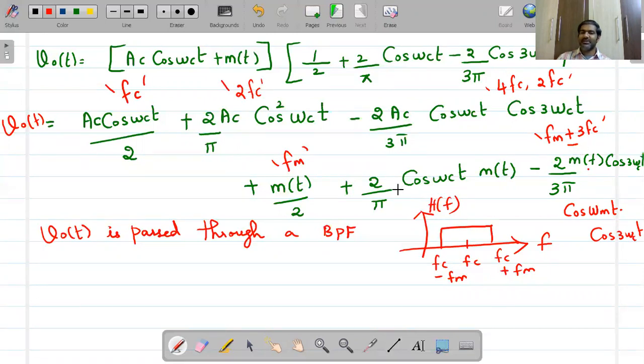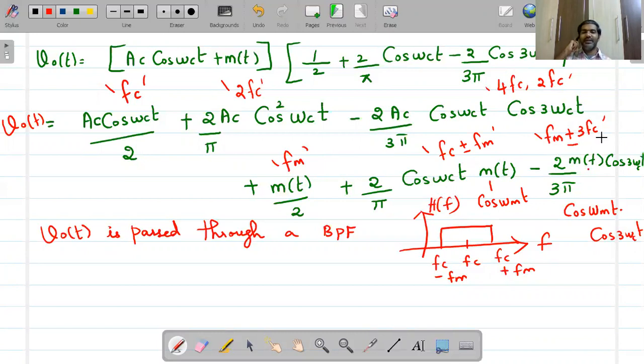This term, 2 by pi cos omega ct m of t: if I substitute m as cos omega mt, what is the expression? Cos a cos b, so omega c plus or minus omega m. If I write it in terms of fc, it is fc plus or minus fm. So these are the frequency components present in each of these signals. The first term is fc. For this it is 2fc. For this third term it is 4fc and 2fc. And here it is fm. Here it is fc plus or minus fm. Here it is fm plus or minus 3fc.